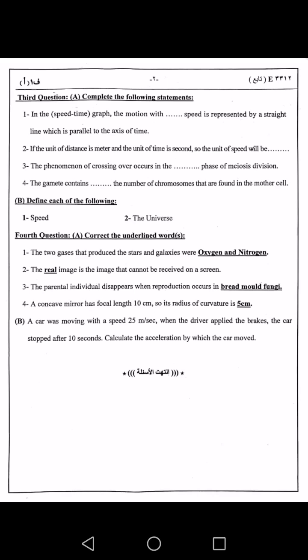B, define each of the following. Speed. Speed is the distance covered by a moving body in unit time, or we can say also it is the distance covered in 1 second. Number 2, the universe.